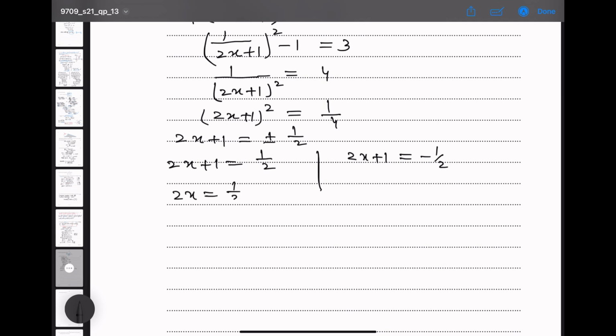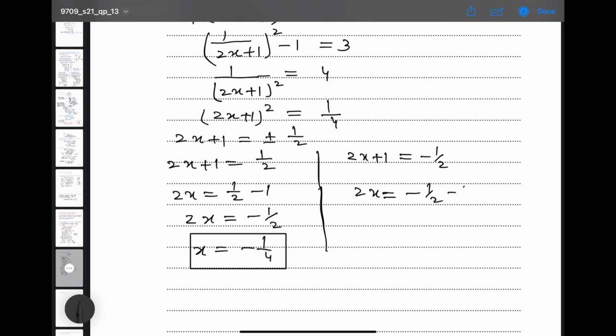2x is equal to 1 over 2 minus 1, which is negative 1 over 2. From here x is equal to negative 1 over 4. This is the value of x. Now another value of x from the equation 2x plus 1 equal to negative 1 over 2: 2x is equal to negative 1 over 2 minus 1, so 2x is equal to negative 3 over 2, and x is equal to negative 3 over 4. These are two values of x.